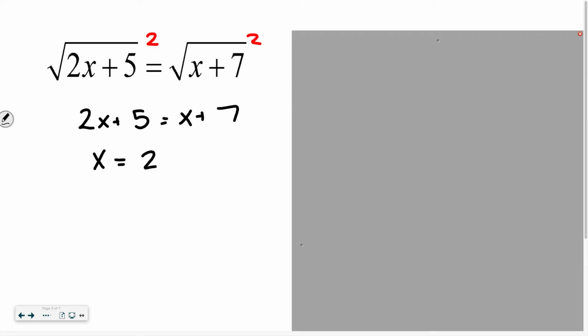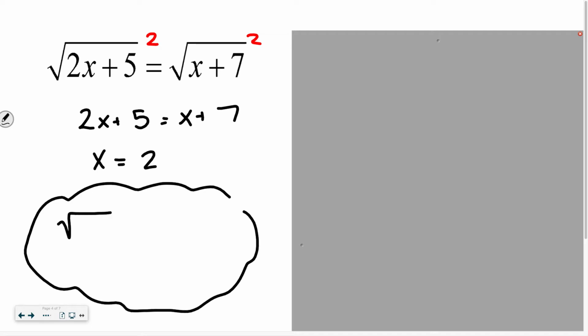Now, as you do your homework, remember that you should also be checking your answers. So I'm writing down my checks. Sometimes you might be just checking them in your head. So I'm going to put this in a thought bubble, like I'm just thinking about the two sides. Okay, and I'm going to put 2 in right here. That's going to be 2 times 2 plus 5, which is 9. Over here, that's going to be 2 plus 7, which is 9. Are the two sides equal? Yeah, the square root of 9 is equal to the square root of 9. It works.